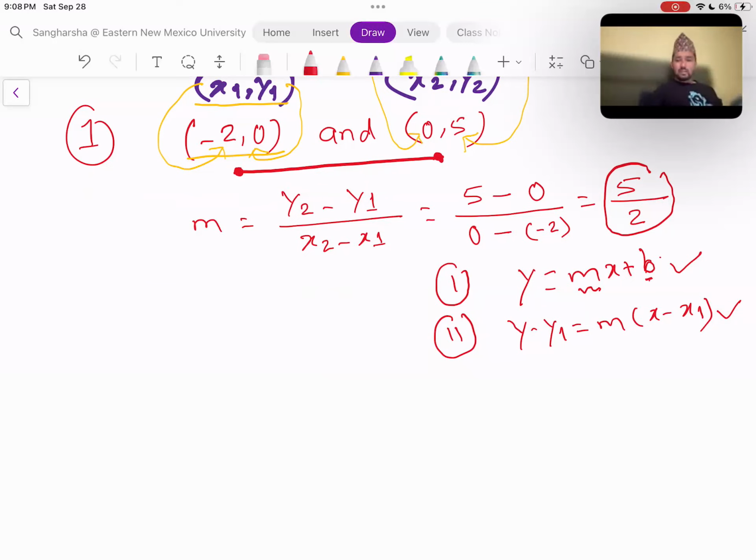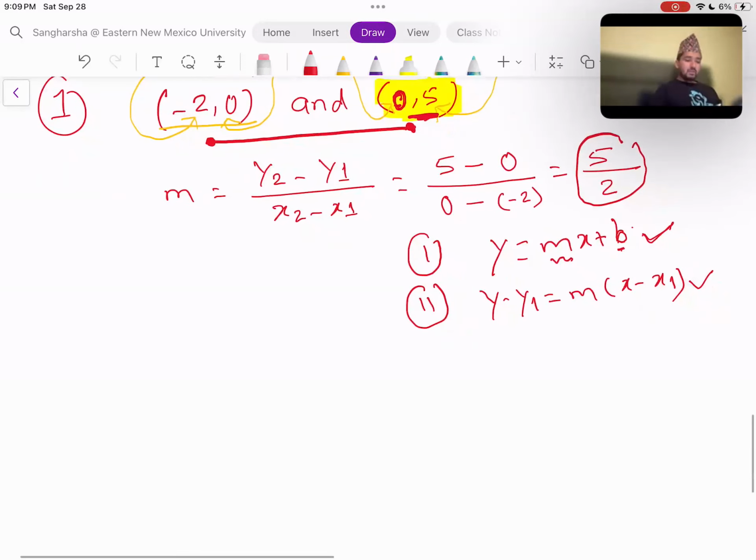Now, what is the y-intercept? How do we define the y-intercept? The y-intercept is the point at which the line touches the y-axis. And every point on the y-axis has x coordinate equal to 0. Now we have this point (0, 5), and this point has x coordinate equal to 0. It means this point is on the y-axis. So this is our y-intercept. So we are given the y-intercept. You can use this formula.